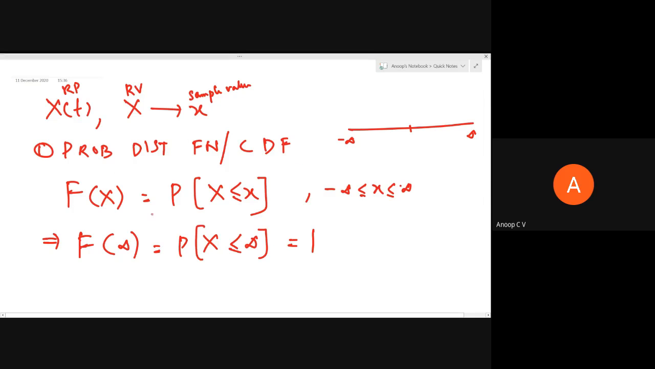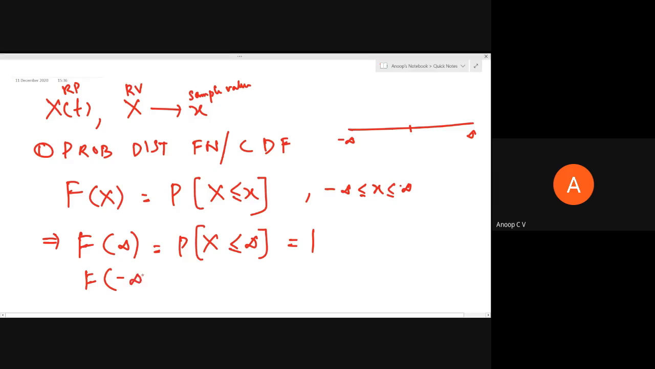So this probability distribution function says what is the probability that X takes a value less than x. So the probability for X taking a value less than plus infinity, anyhow the value of X will be less than or equal to infinity. So that is equal to 1.